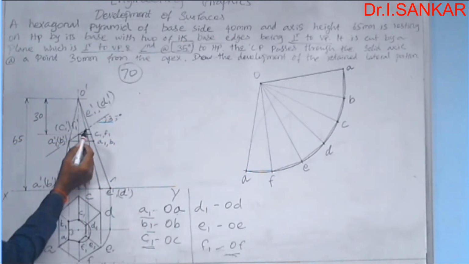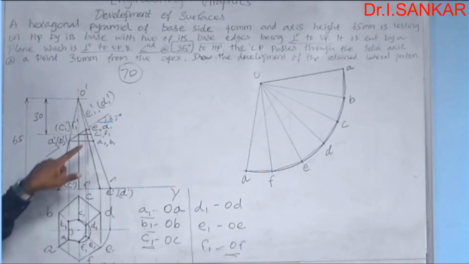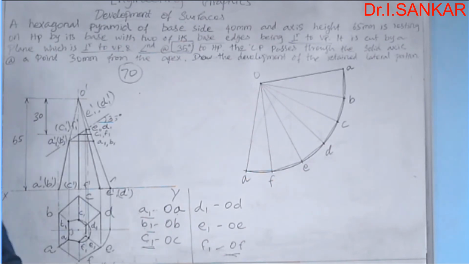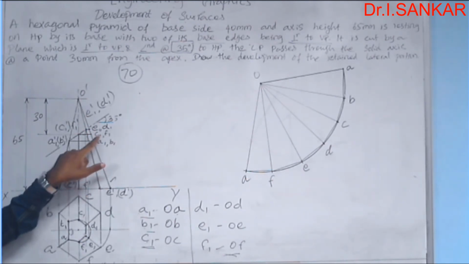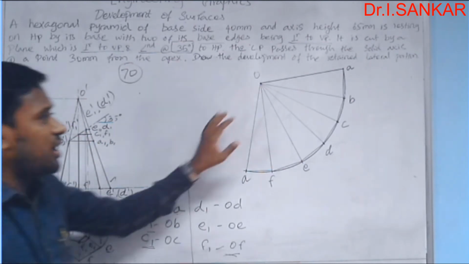Transfer E1 dash and D1 dash and mark them on the true slant edge length line as E1 and D1. So in that way, I marked all the cut points on the true slant edge length line also. After that, you have to measure the distance of each and every cut point from the O dash. Here I am going to mark them.